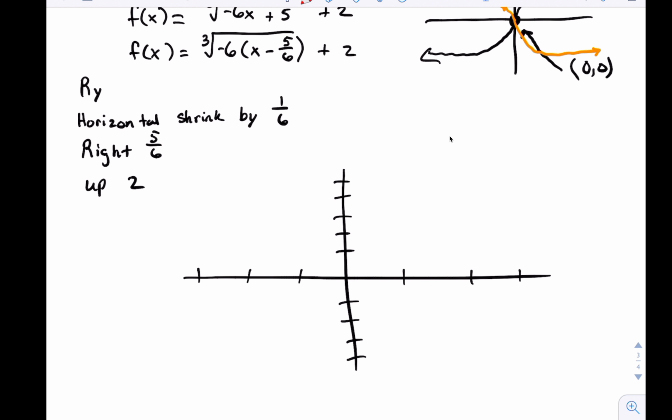Okay, so I need to move my origin point right 5/6 and up 2. Okay, so 5/6 is pretty close to 1, and then I'm going to move it up 2, which will put me right here.